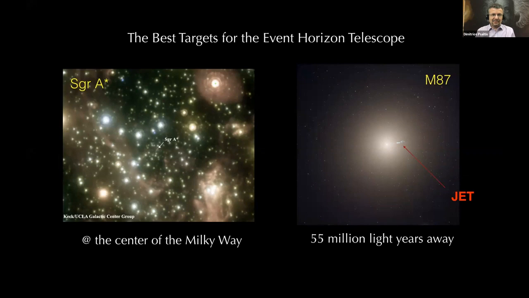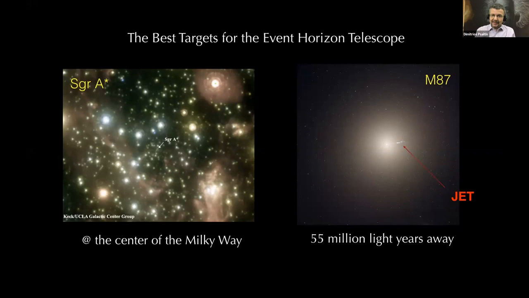So to go from a theoretical idea into an experiment, we had to make a number of choices. And the very first choice is we had to pick which black holes in the sky we're going to try and take a picture of. And we chose two targets for our very first experiment.